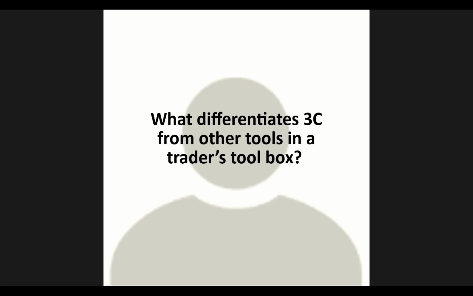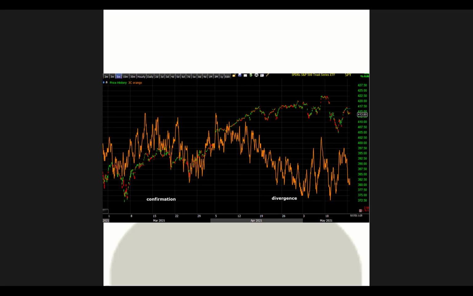What differentiates it from other tools in a trader's toolbox? Like I said, some of these money flow indicators have the ability to contradict price. So that can make you aware of underlying accumulation or distribution, or when it's moving with price, basically confirmation. So if I'm long something and 3C is moving with price, I don't have a reason to get out of the trade based on 3C alone.